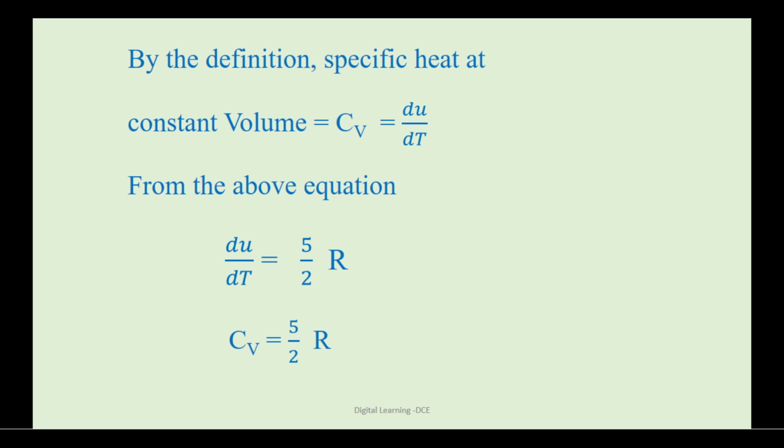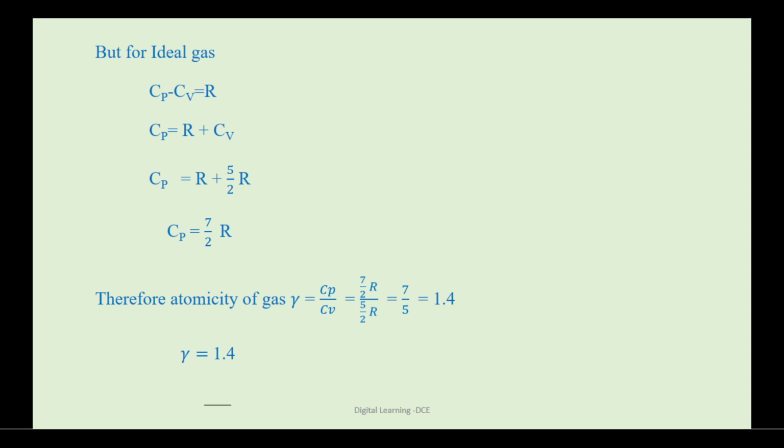Then from Mayer's equation, Cp minus Cv is equal to R. On substituting the value of Cv in this equation, we get Cp is equal to R plus 5 by 2 R. Here 5 by 2 R represents the Cv value. Then finally we get Cp is equal to 7 by 2 into R.